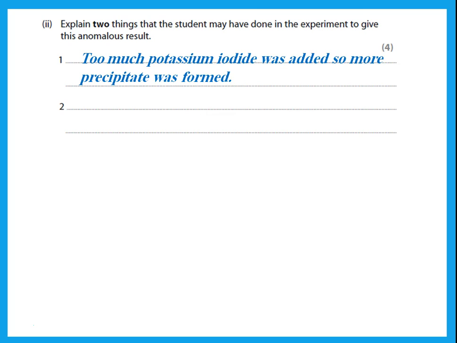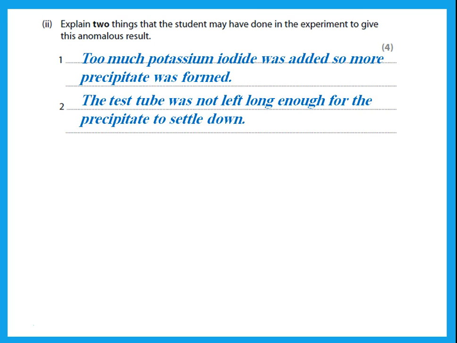Now maybe the student in this experiment added too much potassium iodide, so too much precipitate was formed, or more precipitate than you should have obtained was formed, or the test tube was not left long enough for the precipitate to settle down. So when he measured the height of the precipitate, it was more than it should have been. Do we understand these? So we're talking about this because he got much more precipitate than he should have got.